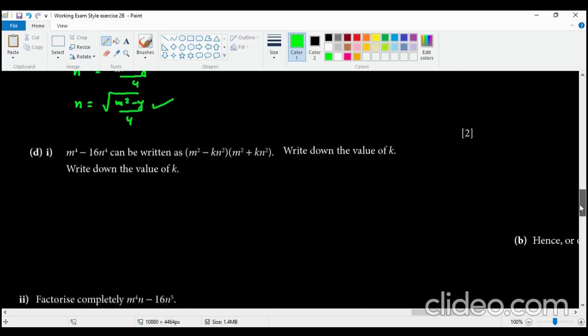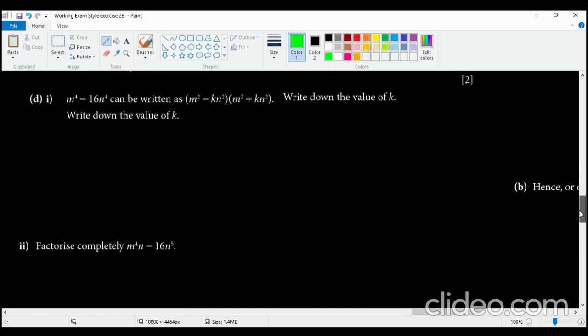Moving on to part D, it says that m power 4 minus 16 n power 4 can be written in the form of a plus b and a minus b whole square. So write down the value of k. So the value of k is actually what they are talking about. Minus 16, how do we get minus 16? By having plus minus 4. That means the two values are plus 4 and minus 4. These two are the answers for this part of the question.